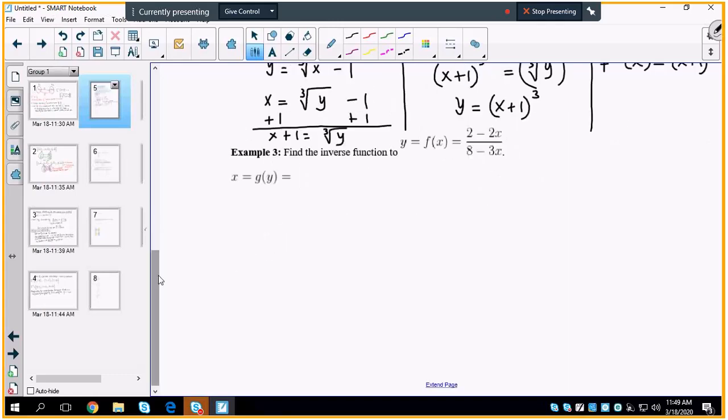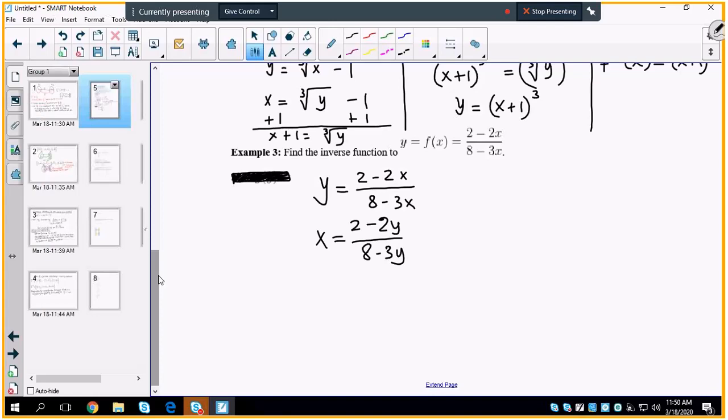The next example is finding the inverse of the function y equal to f(x) equal to (2 minus 2x) over (8 minus 3x). Instead of using this hint, I'm going to just black it out, and we're going to start talking about finding the inverse. So remember your process, you're going to replace f(x) by y, so y is equal to (2 minus 2x) over (8 minus 3x). Interchange x and y. So y becomes x, and every single x becomes y. So x equals (2 minus 2y) over (8 minus 3y).